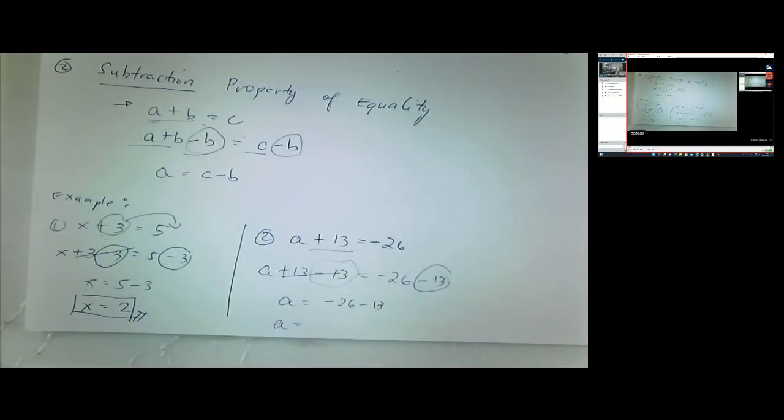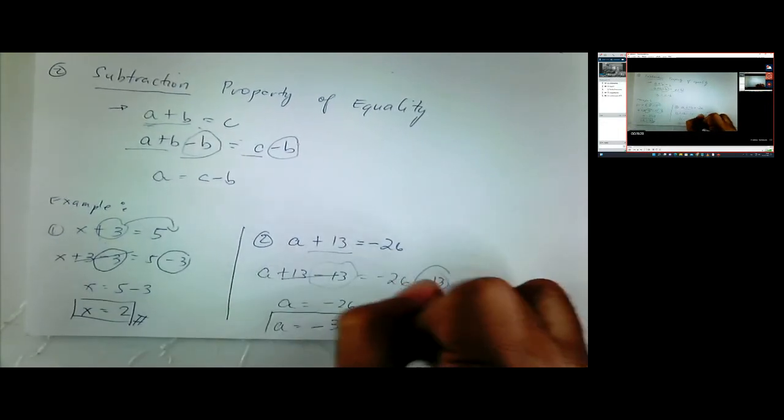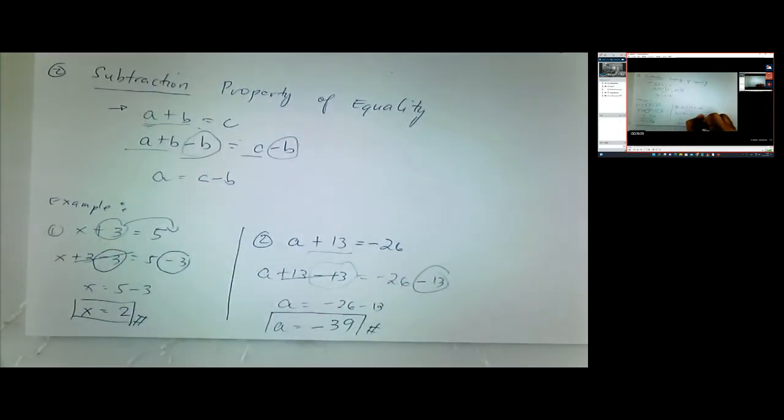And what is negative 26 minus 13? Negative 39. Very good. So the answer is negative 39. That would be the solution to the given equation. Okay? Do you understand?